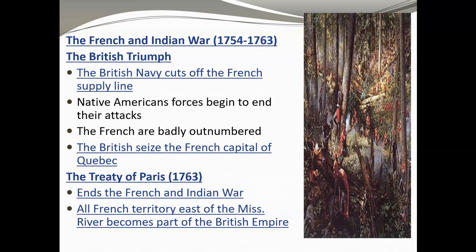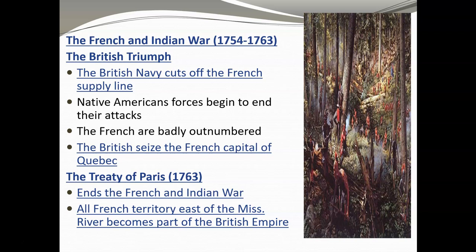attacks. And what happened was the American forces, or the British forces, I should say at this time, they really focused their attacks on the Native Americans. And when the Native Americans saw how badly they were being attacked, they just kind of backed out of it. And so the British are actually able to seize the French capital of Quebec. And this is going to lead to the first Treaty of Paris. There are 2. Okay, make sure you know both. The second one we will talk about at the end of the Revolution.